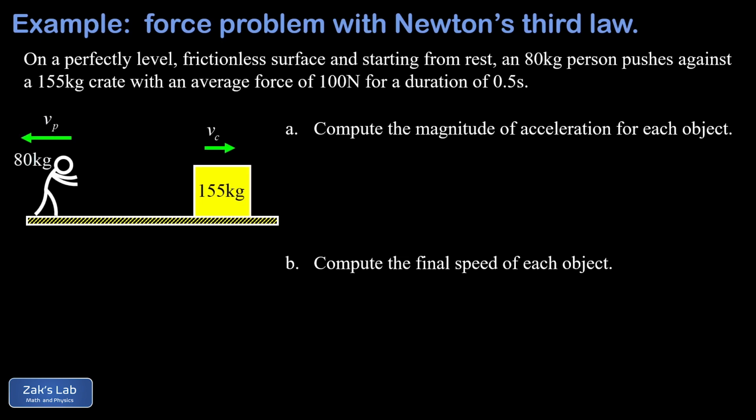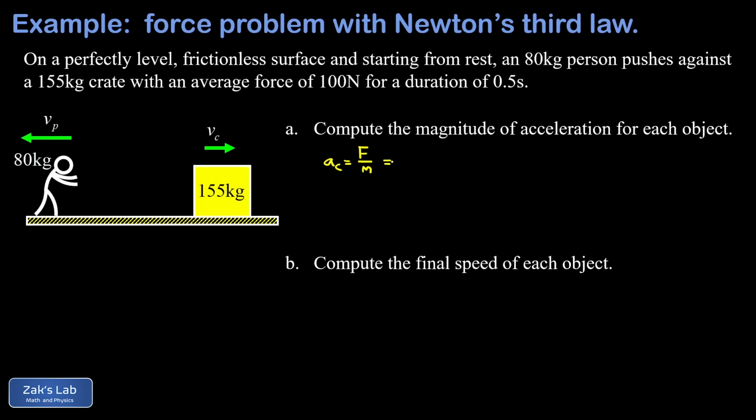So the final goal for the problem is to find these final velocities, Vp and Vc, for the person and the crate. But first we need the accelerations during the pushing process. So we start with the analysis of the crate, and we're going to write down Newton's second law here. I'm going to write this as a equals F over m. That's just solving F equals ma for the acceleration. And notice I put a little subscript c on my acceleration just to indicate that we're analyzing the crate.